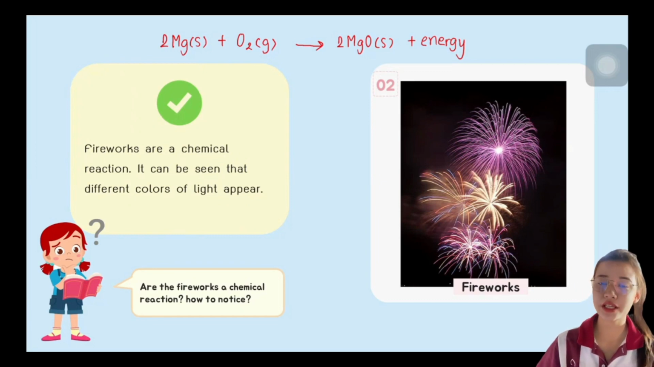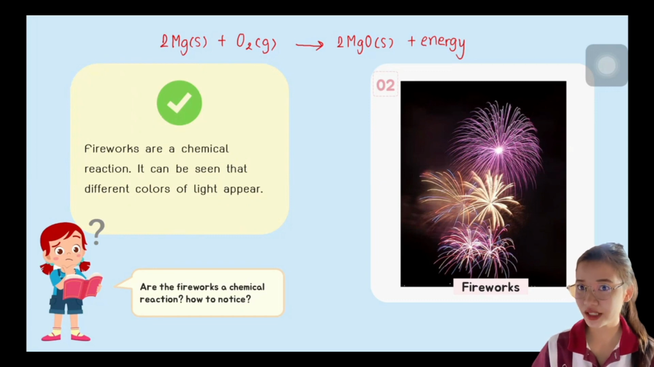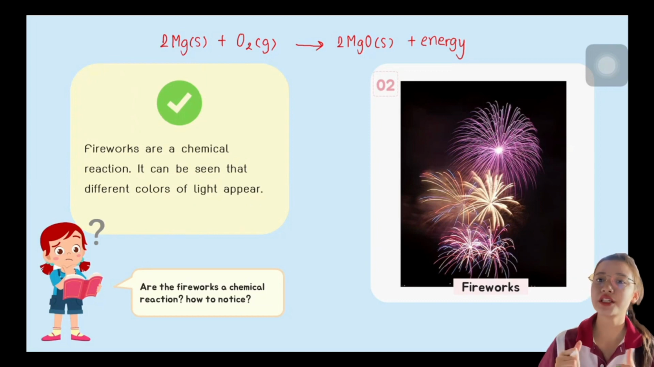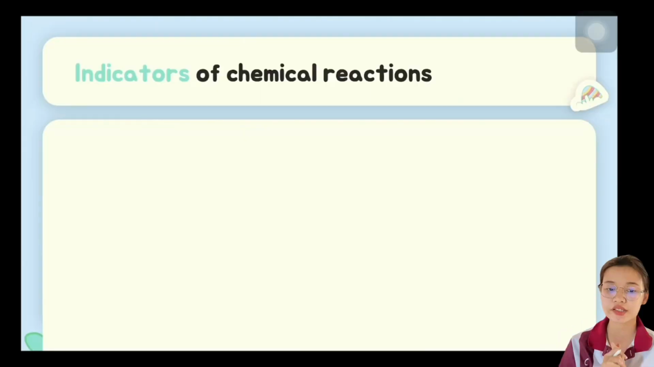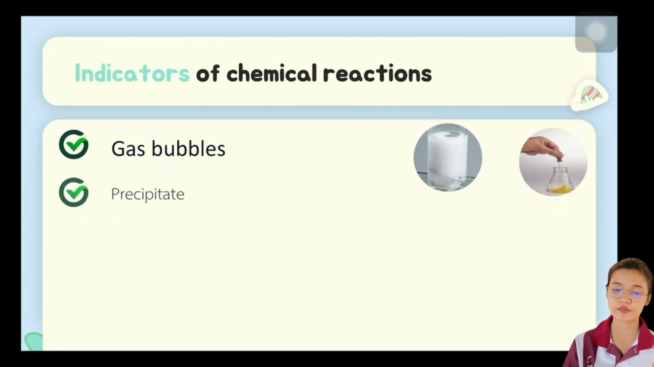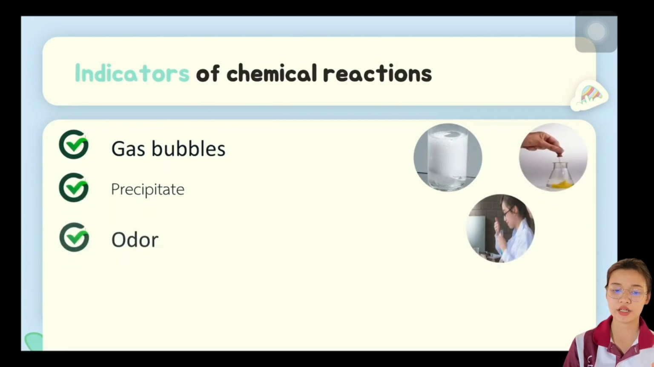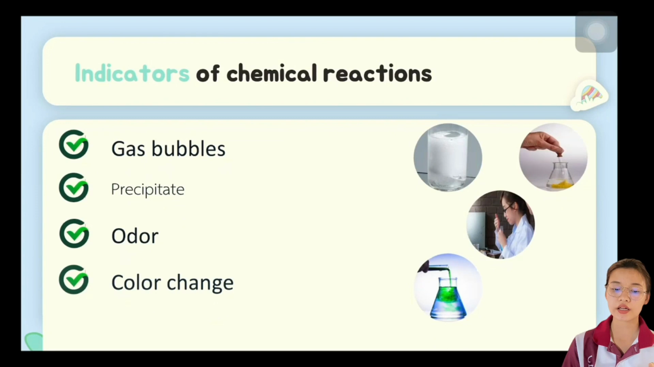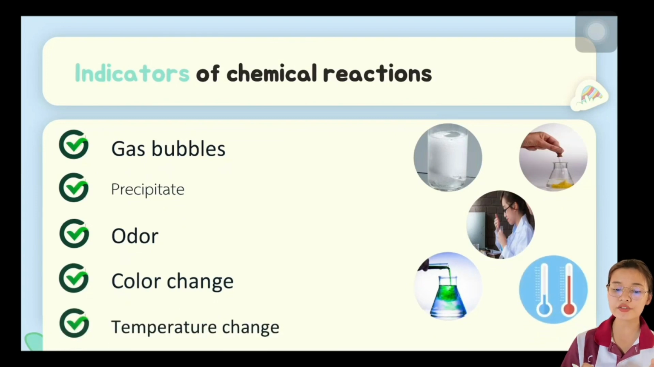Okay, would anyone have any questions? If not, we go to the next part. Indicators of chemical reaction: a chemical reaction may be observed in the formation of gas bubbles, precipitate, odor, color change, and temperature change.